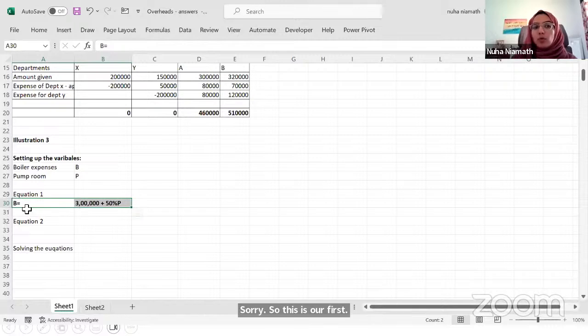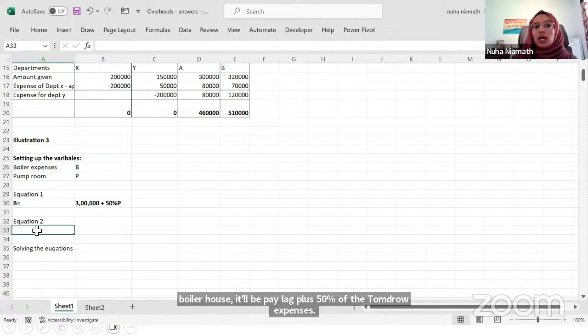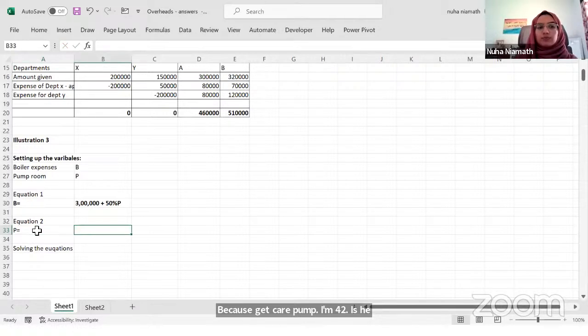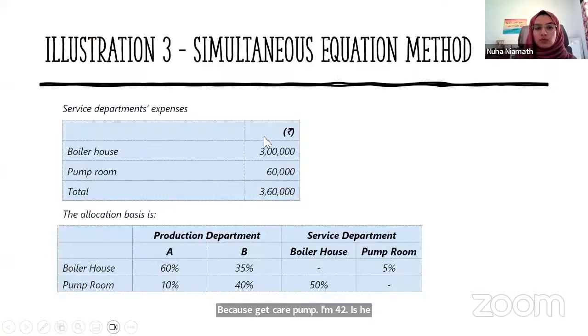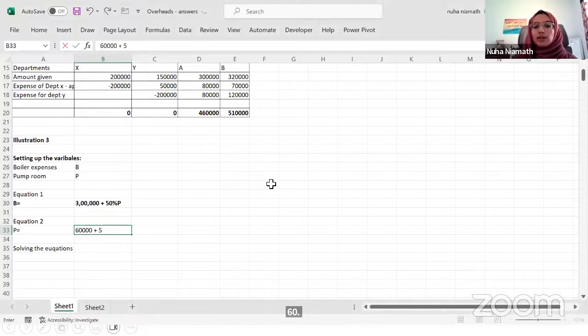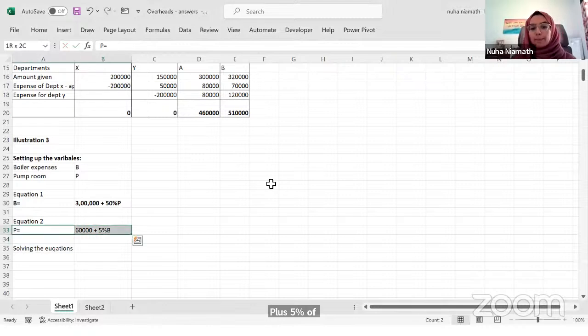That is the total of the boiler house will be 3 lakh plus 50% of the pump room expenses because we've kept pump room as P. And for equation 2, P is equal to 60,000 plus 5% of boiler room expense. This is the main part of the question.